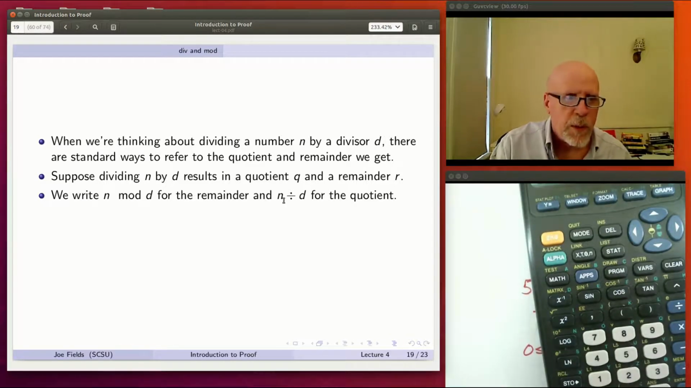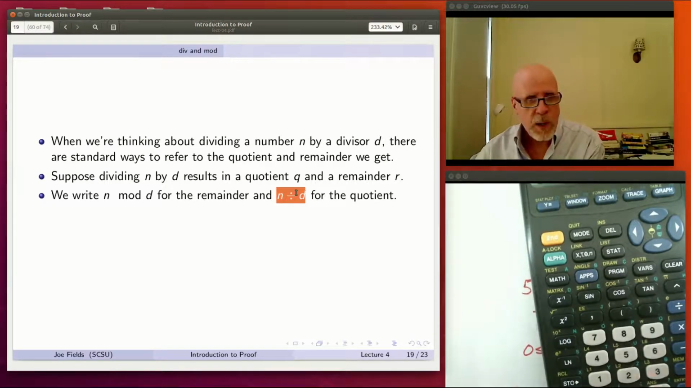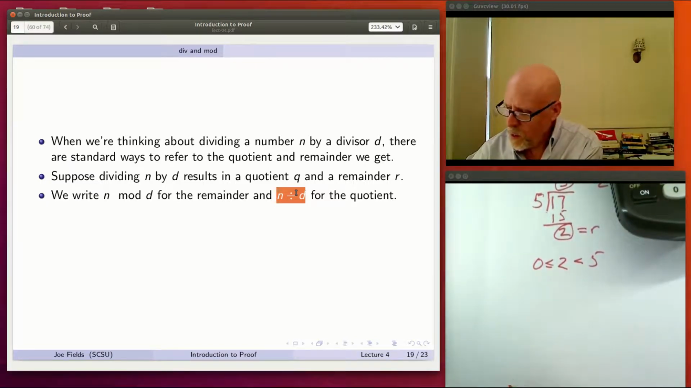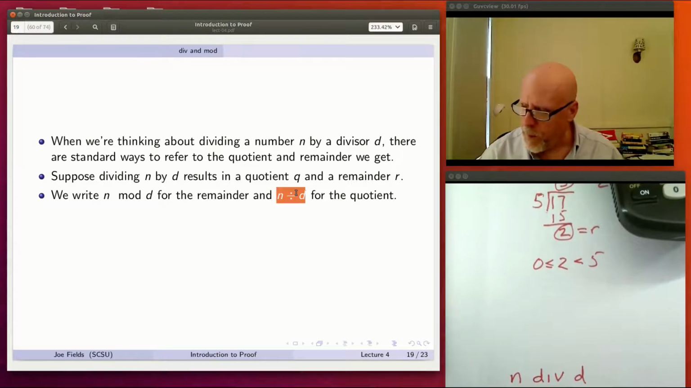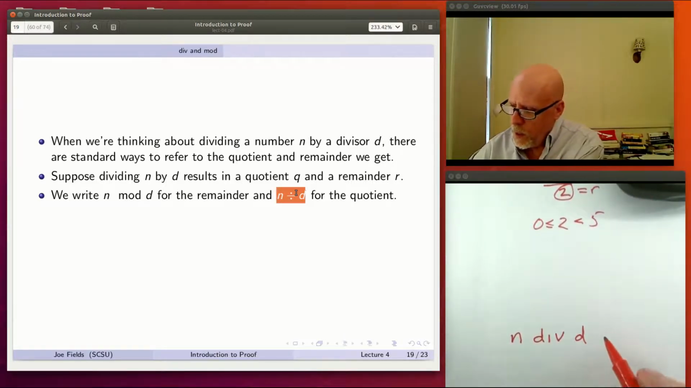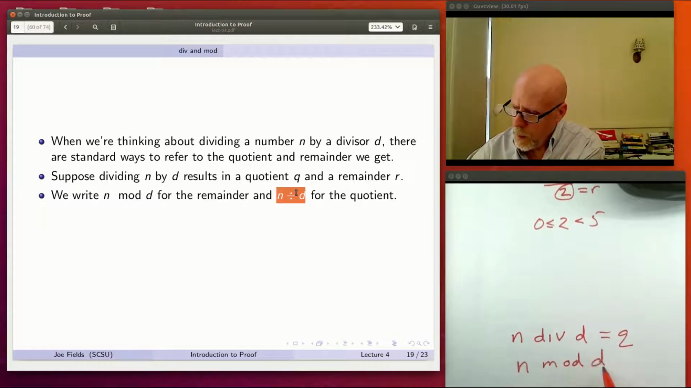I should have proofread these slides before I got here. I'll fix this on the handout version, but where it says n division sign d, the old school division sign, it was supposed to say the word div. So n div d, written out like that. N div d, that's your quotient. And n mod d, that's your remainder.